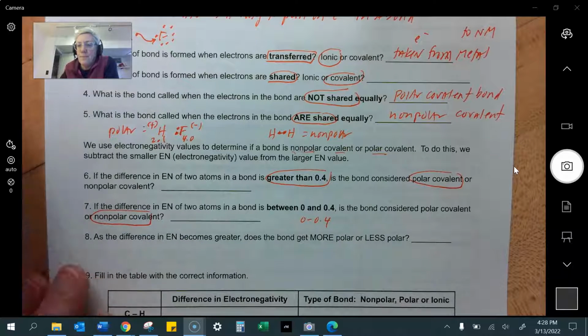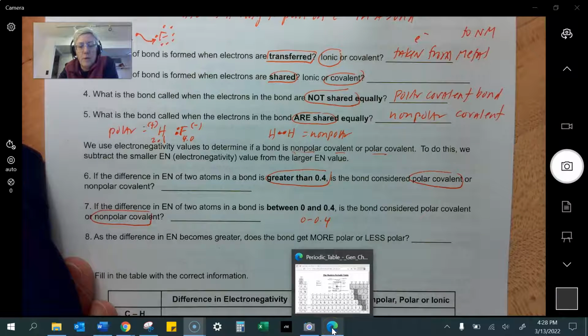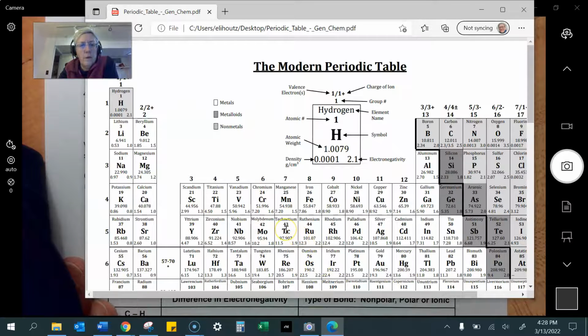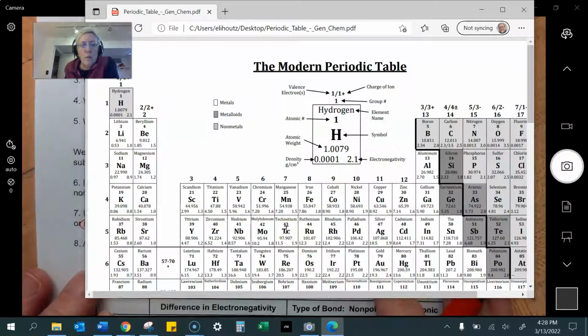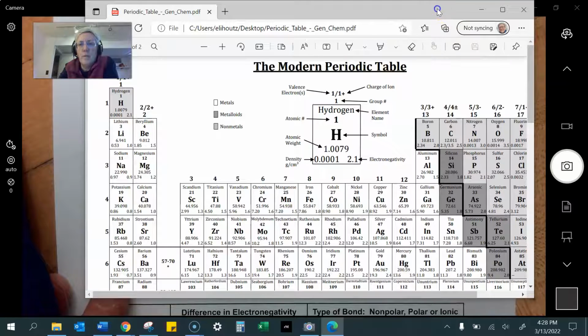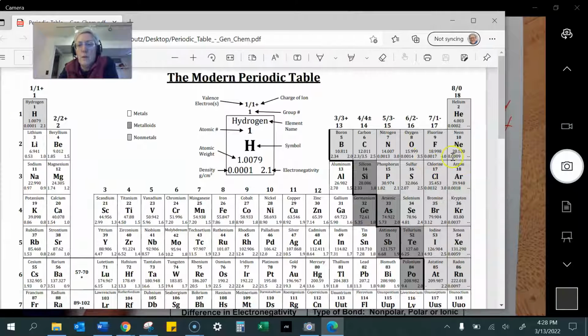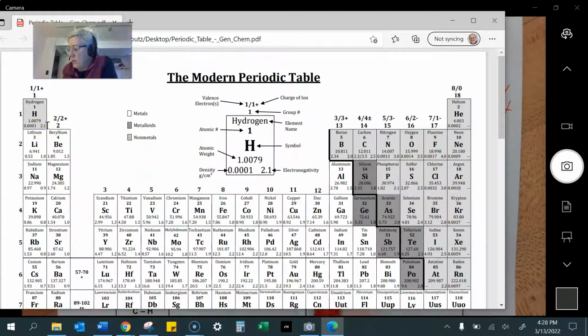Okay? All right. I really wish I had my periodic table here. Oh, there. I guess you can see it. I hope you can see that. Okay, so here's my periodic table. Here are some values for you. Right there, fluorine is a 4. Hydrogen is a 2.1. That's what I was showing you. So let's do some of these practice problems.